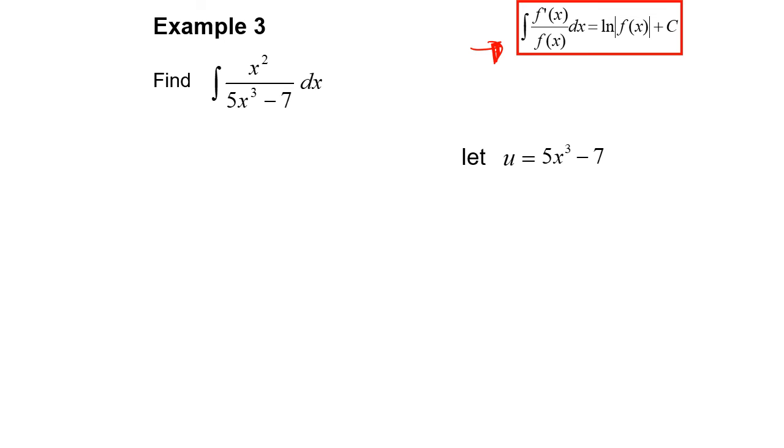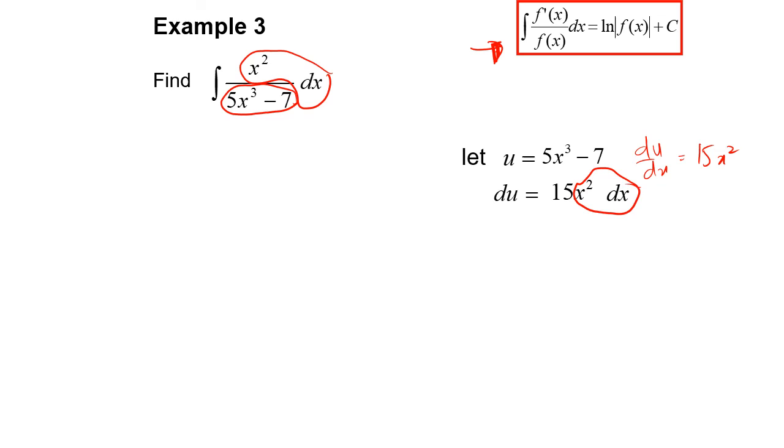Then what is du dx? du dx is equal to 15x squared. So what is du? du will be 15x squared dx. But in the question, we have this part we can change into u, right? But this part we only have x squared dx. So this 15 we can bring to the left side. So that's why we will have x squared dx equal to du over 15. So we can replace the x squared dx with du over 15.